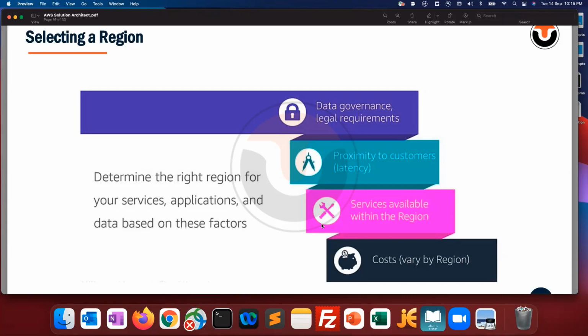Another attribute is that not all services are available in all the regions. There might be a possibility that some of the services are available in region A and some of the services are available in region B. And in fact, there might be some cost variation from one region to another region. So based on these parameters, you can pick the region.